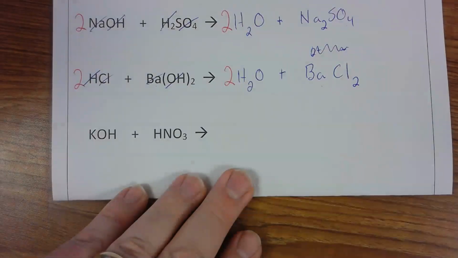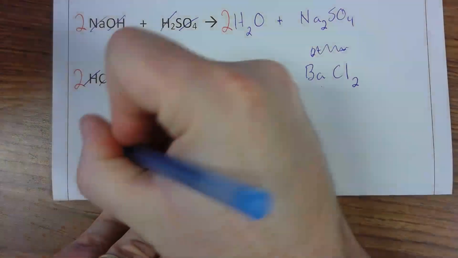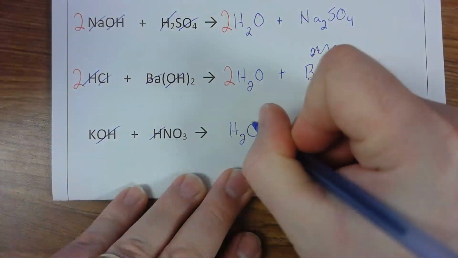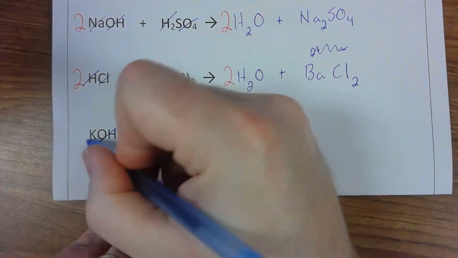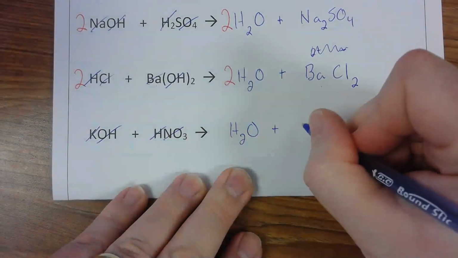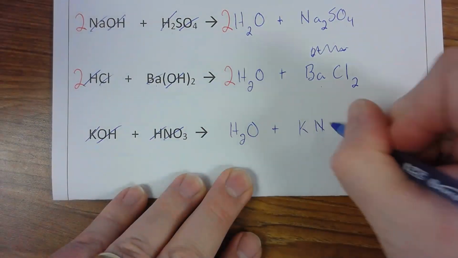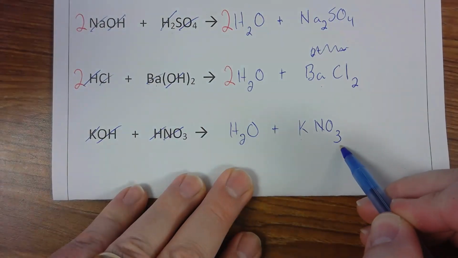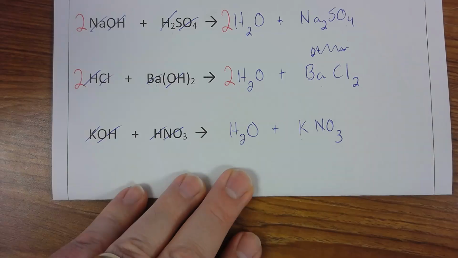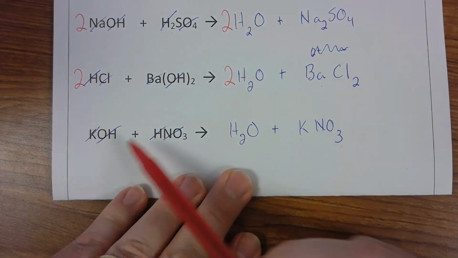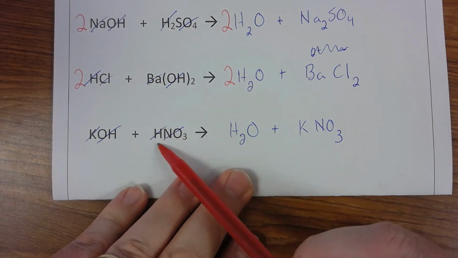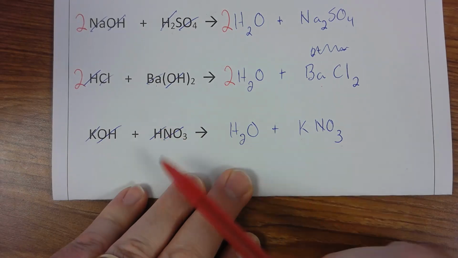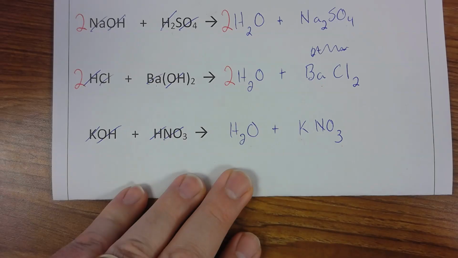Come down here, same idea. H meets OH to make H2O. And then the K and the NO3 are going to meet and make KNO3. K is a 1 plus, NO3 is a 1 minus. I don't need to do any charge matching here. Now I just need to balance this. 1 K, 1 K, 1 OH meets 1 H. That makes 1 H2O, 1 NO3, 1 NO3. This equation is already balanced as written. And that's it.